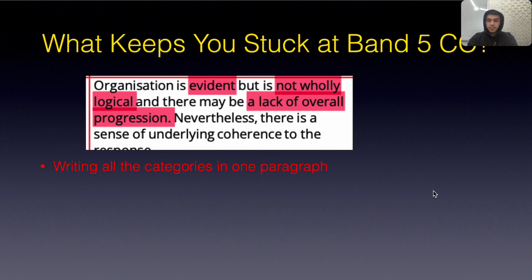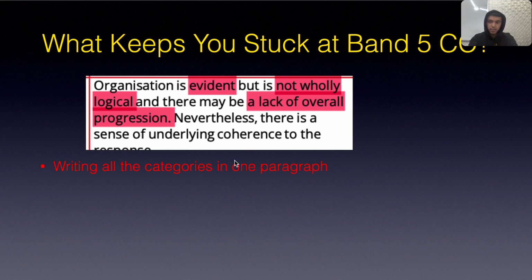And the next slide. So now we're moving to CC, cohesion and coherence. So what keeps you stuck at band 5 CC? Organization is evident, but it's not wholly logical. You're not using logic. There is no logic. Okay? I can see what you're trying to do, but there is no logic. There may be a lack of overall progression.